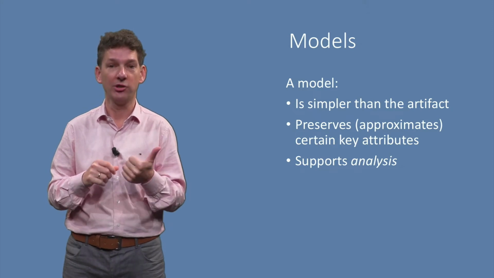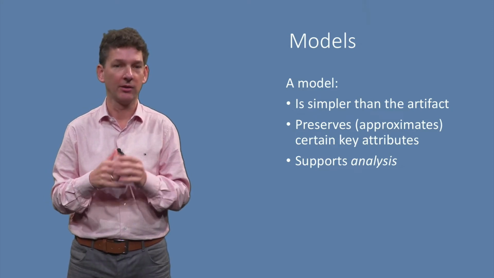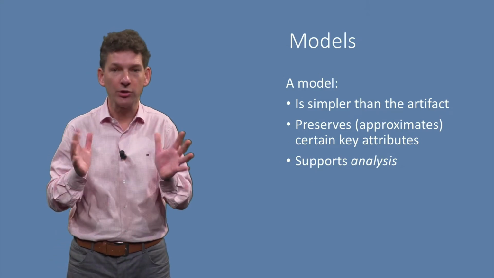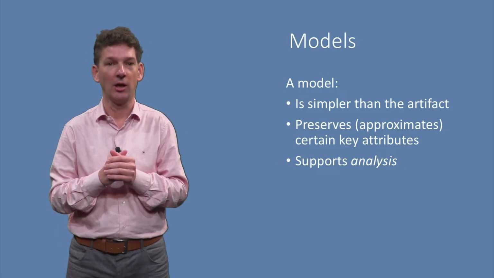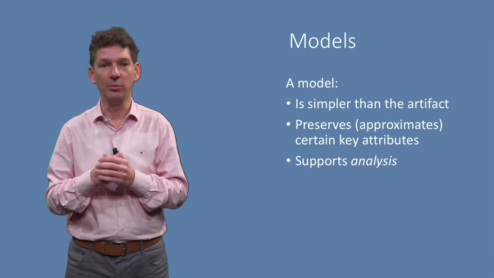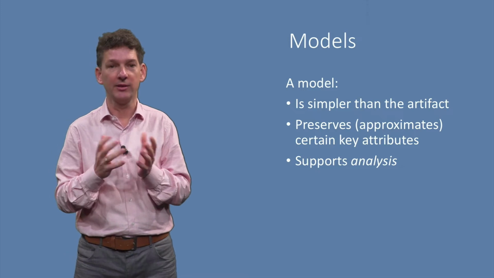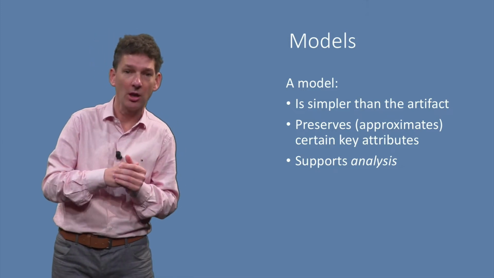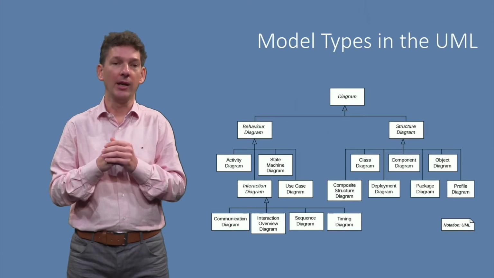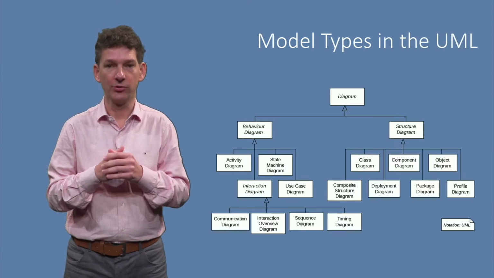First of all, a model is simpler than the original artifact, the full car. Second, the model preserves or approximates key attributes of the artifact, its shape. And third, the model can subsequently be used to analyze properties that can be translated back to the original artifact, in this case the aerodynamics. Well, in software we use models too.